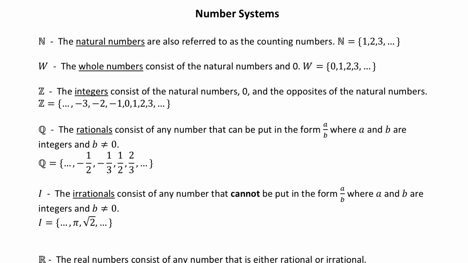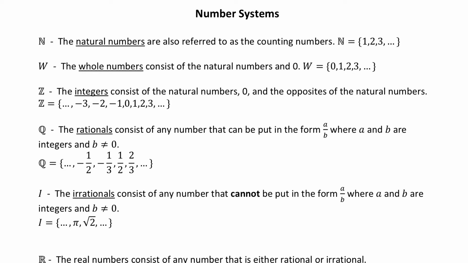Hello. In this video, we're going to be looking at number systems. Now, the first number system you probably learned was the natural numbers. These numbers are called natural numbers because they arise naturally. 1, 2, 3, what could be more natural than counting? And we write them with this fancy N.